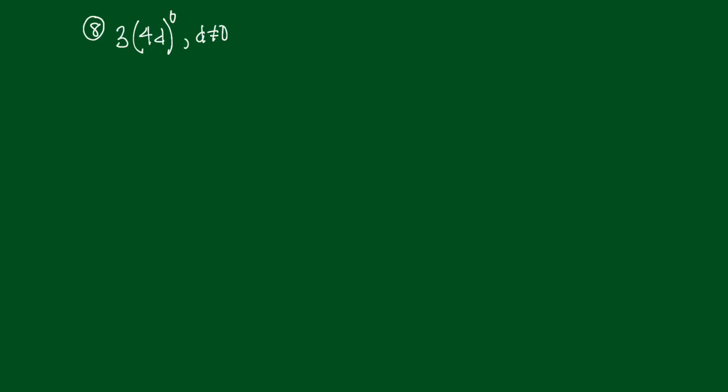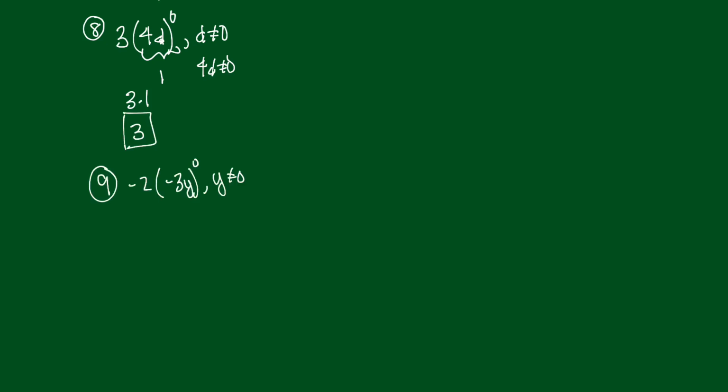Now, in this problem, we've got 3 times this quantity here, 4d raised to the 0 power. The problem tells us to assume that d is not 0. So if d is not 0, then 4 times non-zero is non-zero. So that means that 4d is not 0. So the base here is not 0, so this part right here is a 1. So we've got 3 times 1, which is 3.